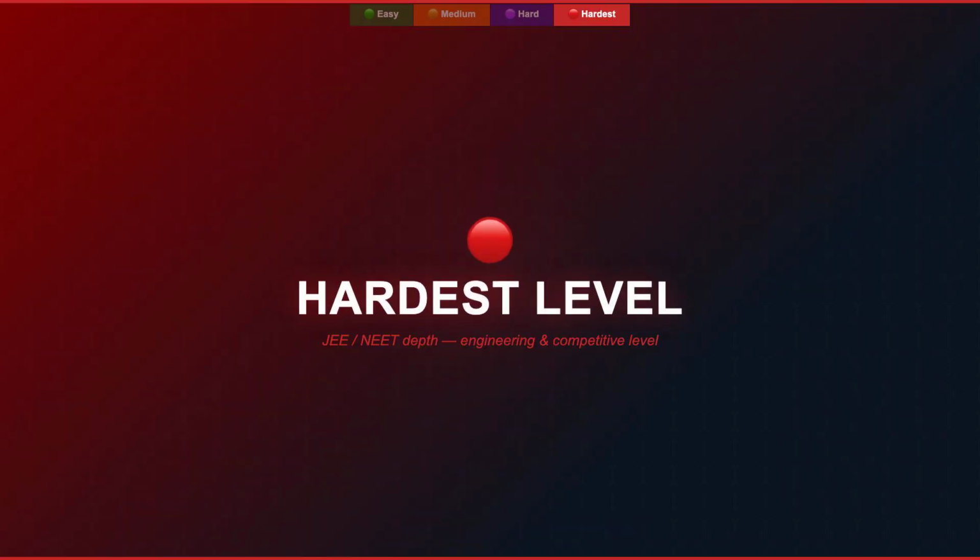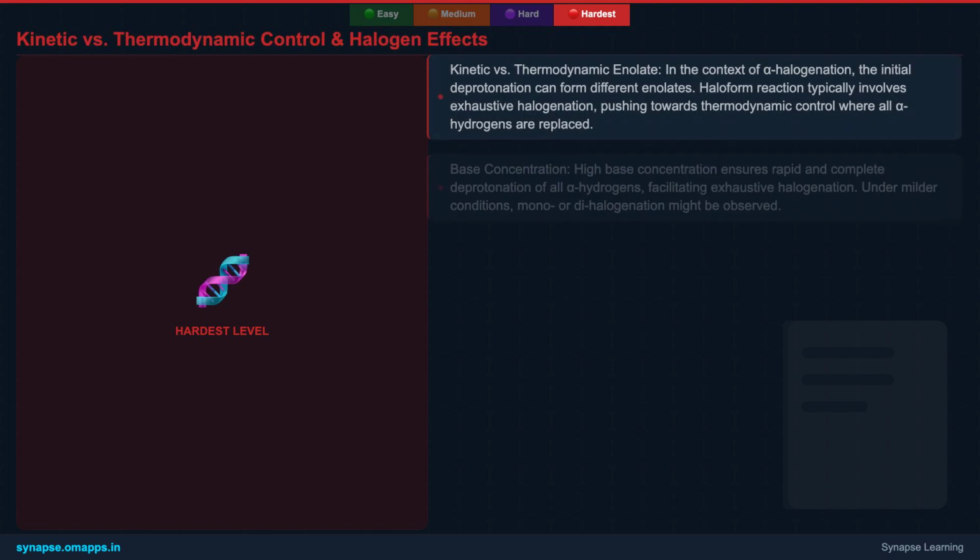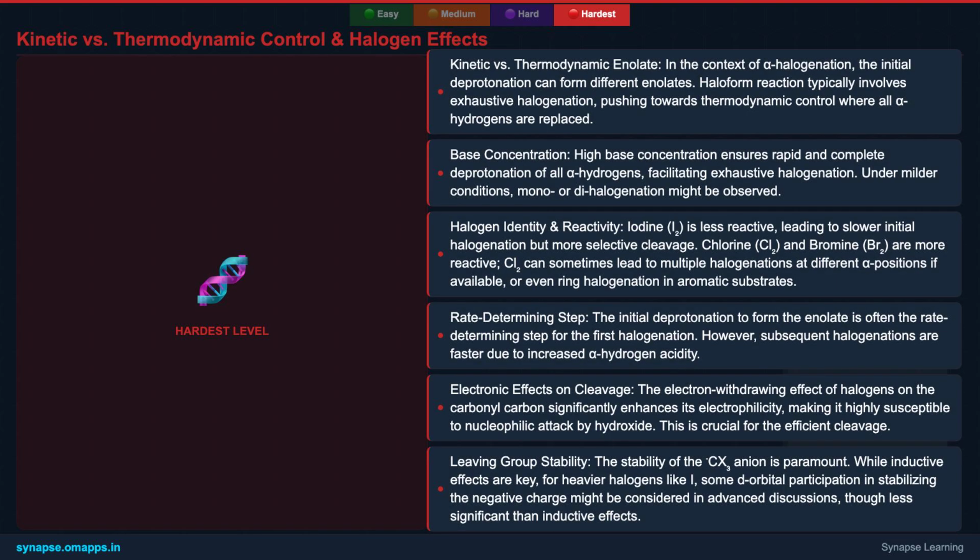Welcome to the hardest level of our haloform reaction journey. Here, we'll delve into competitive depth, explore advanced insights, and connect this reaction to broader chemical principles. At this advanced stage, we consider the nuances of kinetic versus thermodynamic control.